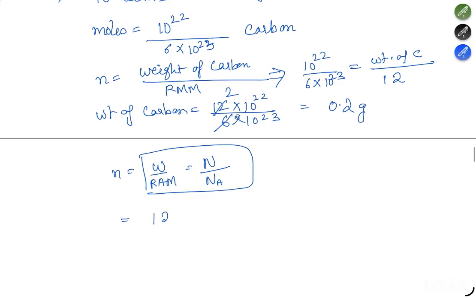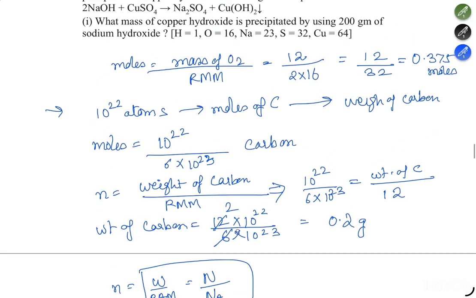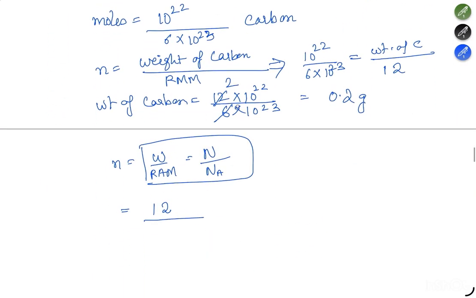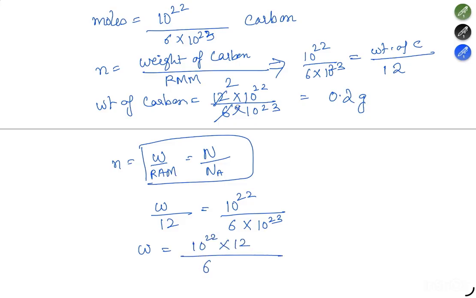The weight of carbon we need to calculate. RAM of carbon is 12. So weight upon RAM equals the number of atoms, given as 10 raised to the power 22, upon 6 into 10 raised to the power 23. So W will become 10 raised to the power 22 into 12 upon 6 into 10 raised to the power 23. You will get 0.2 gram.